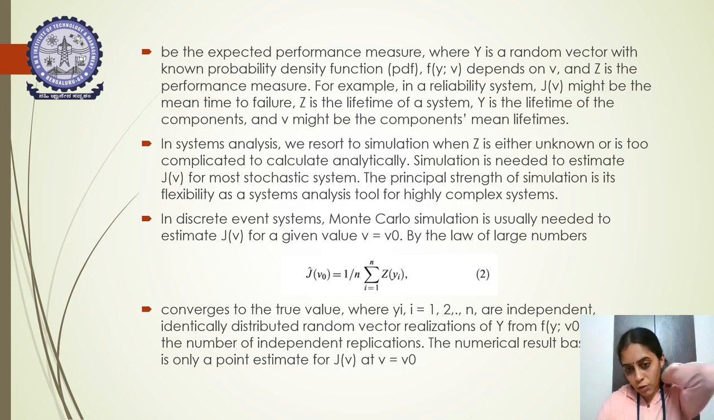So we have an equation also for Monte Carlo that we usually follow, as shown over here. And i will be equal to 1, 2, 3 until n, and these are independent and identically distributed random vector realizations for the parameter Y, because Y is associated with the random vector, and f will provide you the function of Y with respect to the variables that you are getting. So this will help you in identifying the number of independent replications associated with the stochastic system.